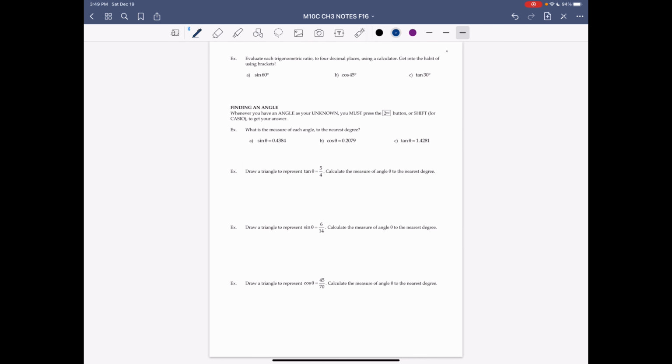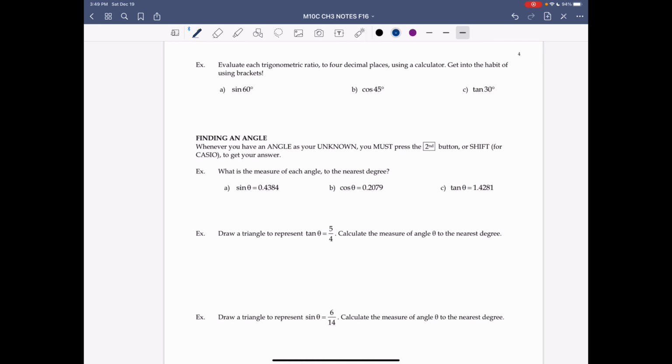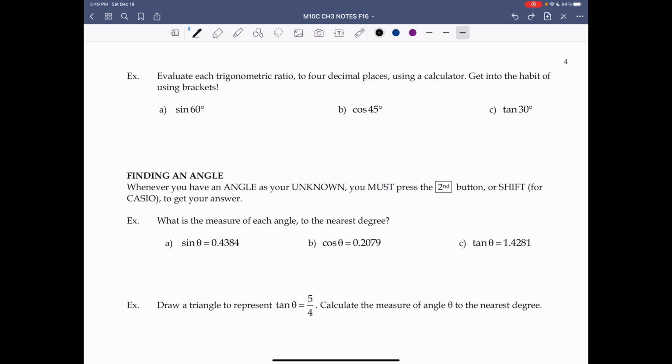Evaluate each trigonometric ratio to 4 decimal places using a calculator. Get into the habit of using brackets. First one, sine of 60 degrees. What it means by get into the habit of using brackets is when you put this in your calculator, put sine and then 60 in brackets.